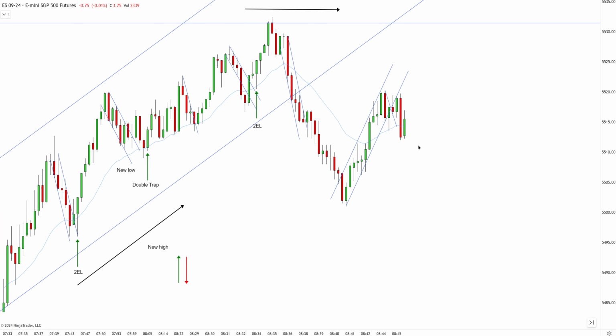Which forms now. Now we have a double trap, and it visually looks like one leg down, break, second leg down. So 2 legs down, double trap, but it didn't trigger below this bar, so technically sellers are not stopped out.